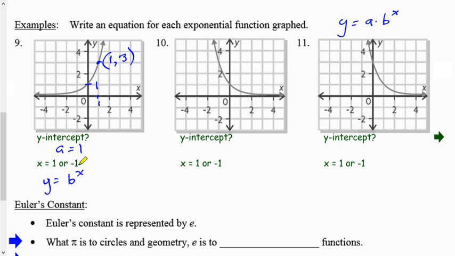Now I have one point here, so I can enter this for x and y in this equation. So my y value is 3 when my x value is 1. Oh, well, if b to the 1 equals 3, that just means that b equals 3, which means my equation will be y equals 3 to the exponent x.